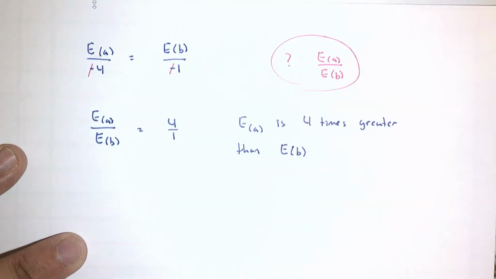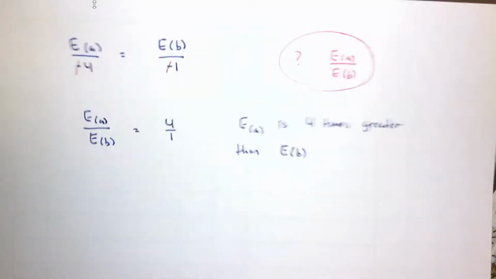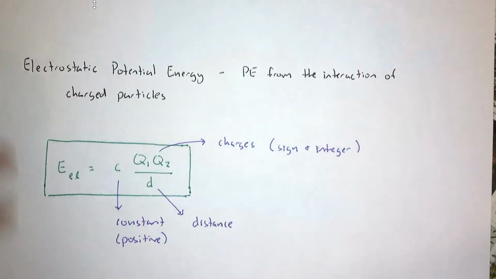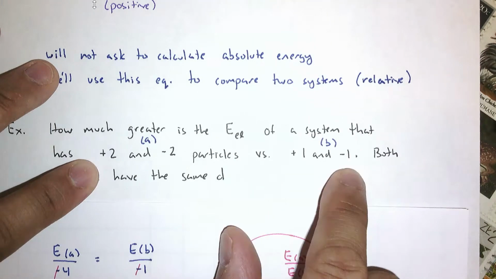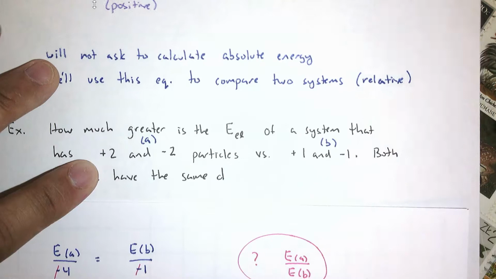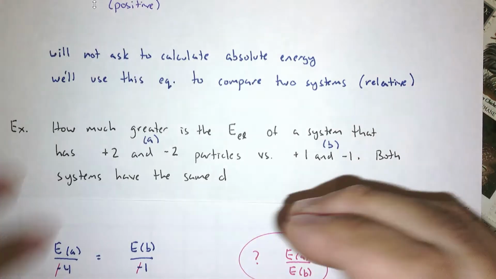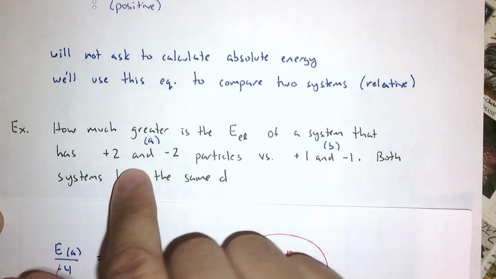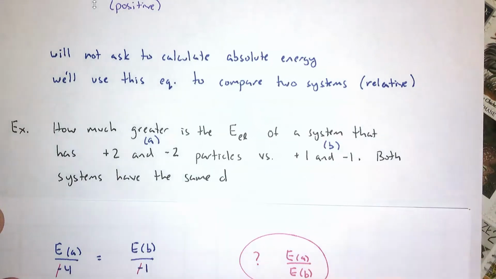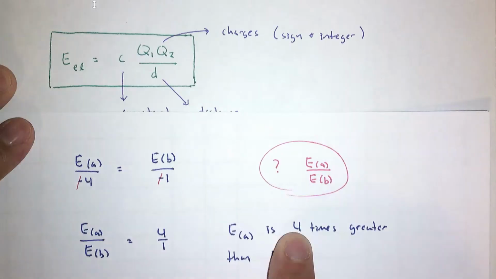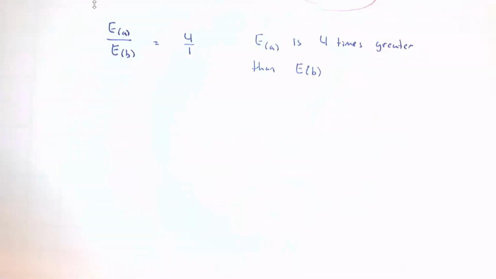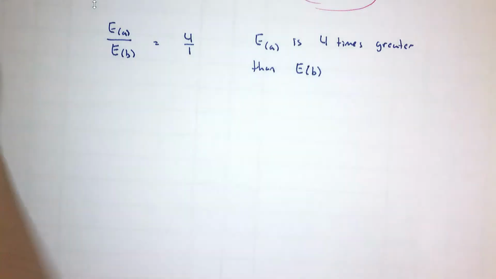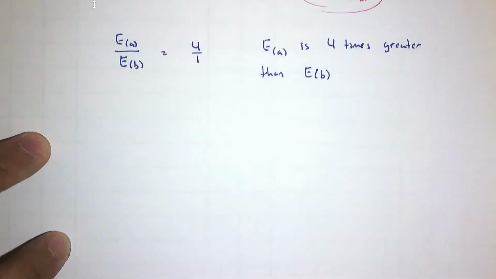EA is 4 times greater than EB. Okay, so I know that both charges were decreased or lessened. It went from +2 to +1 and -2 to -1. It went down one numerical unit, but that resulted in an energy that is 4 times greater. Okay, that is basically all I want to say about energy. It's really just an introduction.